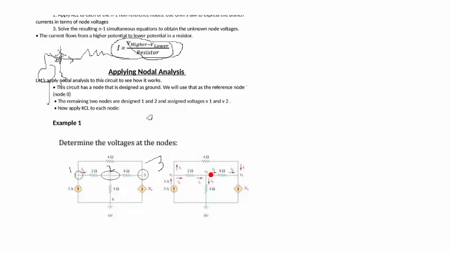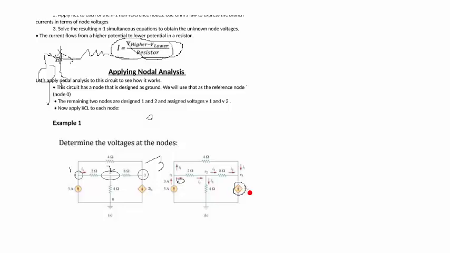Now let's look at node 2. In node 2, the sum of current entering is Ix, and the sum of current leaving is I3 and I2. Now for node 3, the sum of current entering is I1 from here and I2, and the sum of current leaving is 2Ix. This is a dependent source, meaning whatever value we find for Ix in this branch, we multiply it by 2 to get the value of 2Ix.